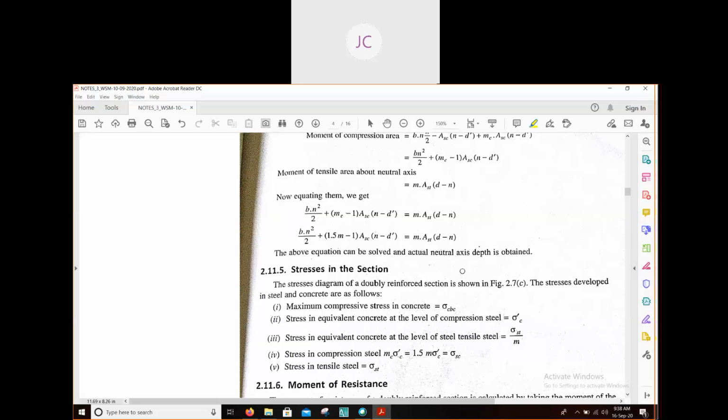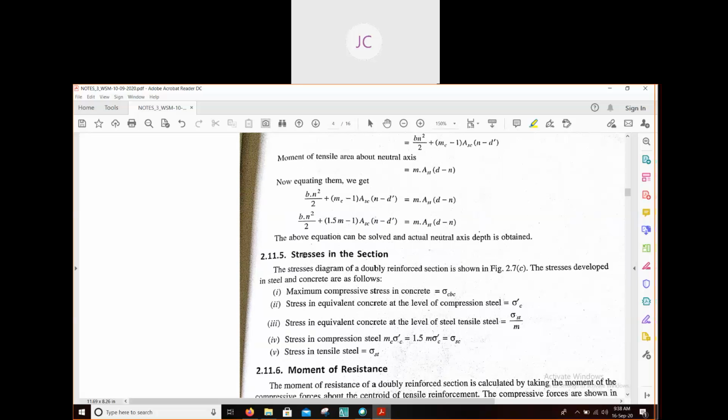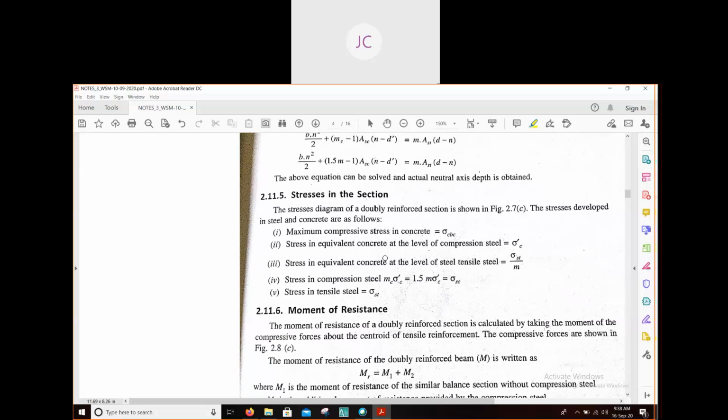If depth of actual neutral axis will be less than the critical neutral axis, then the section will be under reinforced. And if it is opposite, that means if the depth of actual neutral axis will be more than critical neutral axis, then the section will be known as over reinforced section. Okay, so now you can see here the stresses in the section.